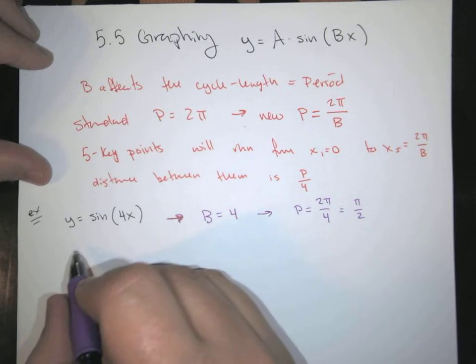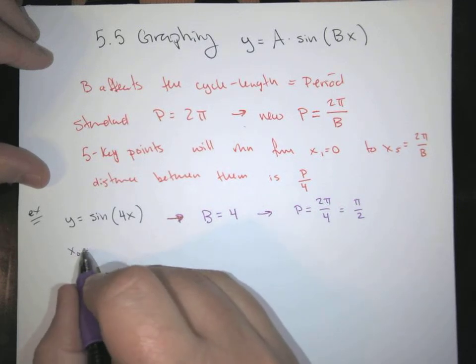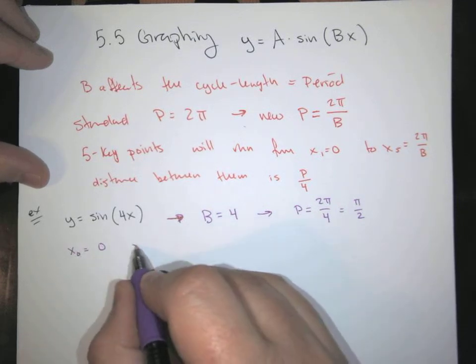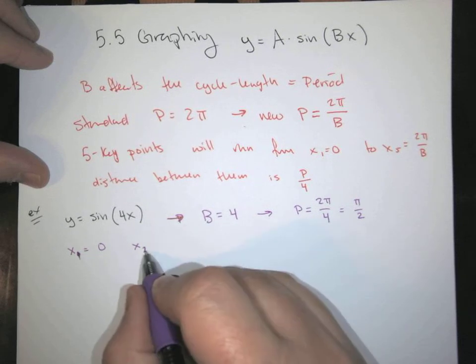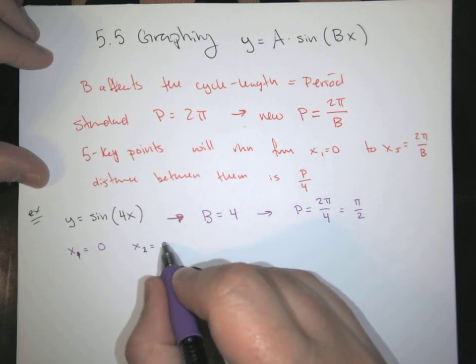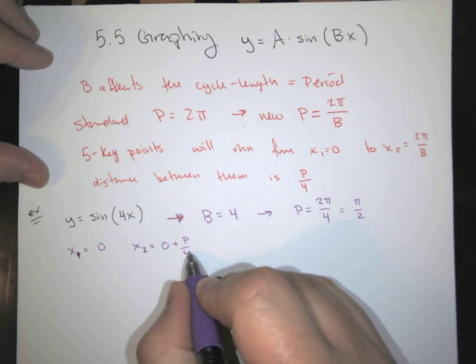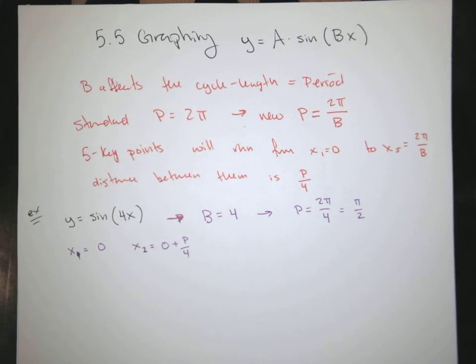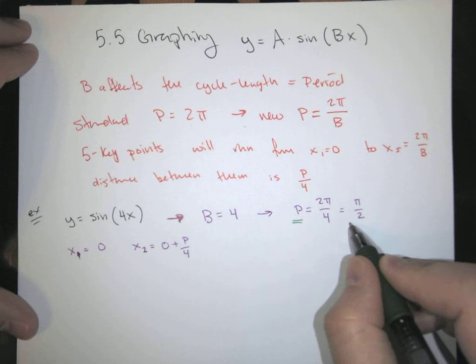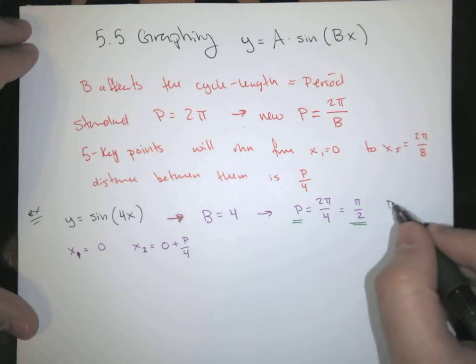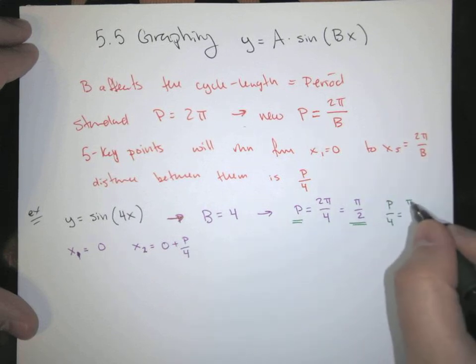So what we need then are x values. So x1 is 0. x2, our second point. So what we're going to do is 0 plus the period over 4. So what the heck is p over 4? Well, the p value is pi over 2. So p over 4 would be pi over 2 divided by 4.